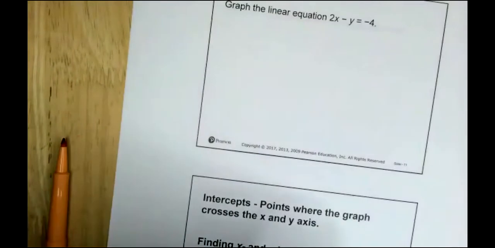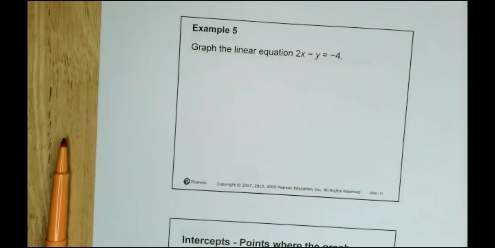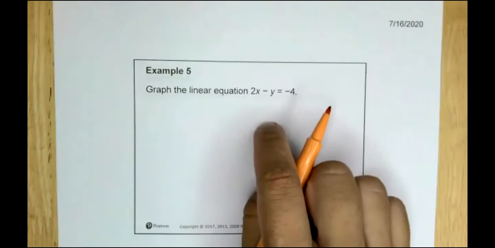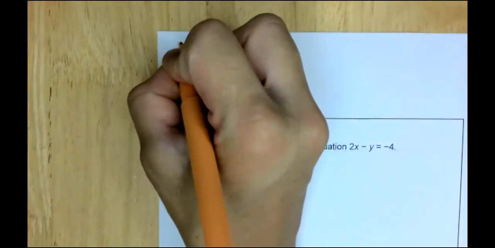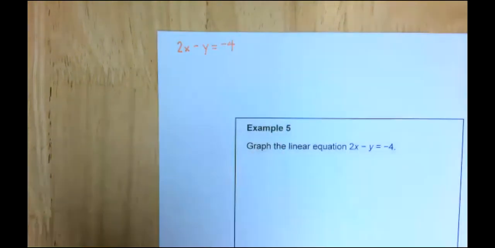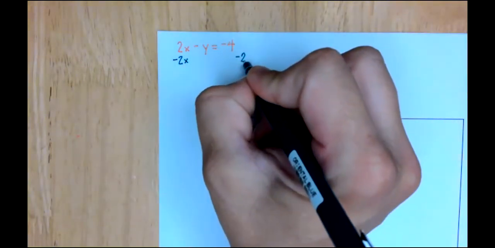Next example. Graph the linear equation 2x minus y equals -4. All right. So first, solve for y, because this is not in y equals form, right? So I'm going to go up here. I'm going to run out of space otherwise. 2x minus y equals -4. And I'm going to solve for y. So that means I'm going to move the x over here.